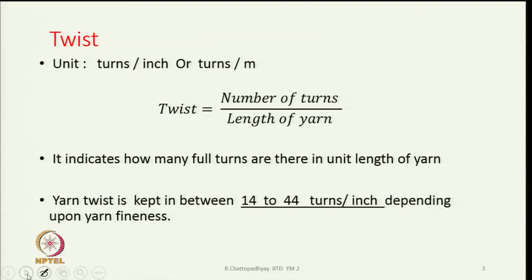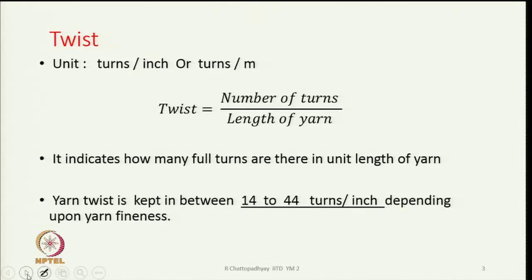What is the unit of twist? We have to measure or quantify twist. First of all, how to quantify the twist? The unit is turns per inch or turns per meter. Therefore, twist is the number of turns in a given segment of yarn divided by the length of that yarn.